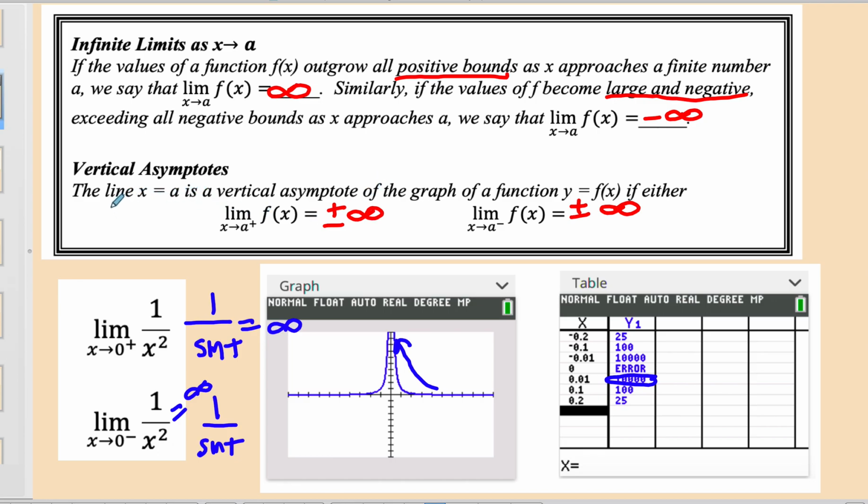So the definition of a vertical asymptote is: x equals a is a vertical asymptote of the graph of y equals f of x if the limit as x approaches a from the right-hand side is plus or minus infinity, and as x approaches a from the left-hand side, the function is plus or minus infinity.